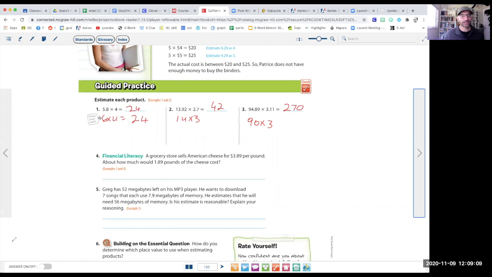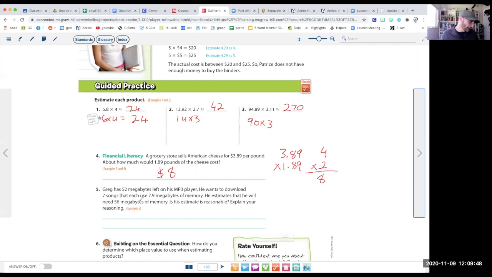All right, let's try number 4. A grocery store sells American cheese for $3.89 a pound. About how much would 1.89 pounds of cheese cost? So the actual problem is 3.89 times 1.89. Well, let's estimate. 3.89 becomes 4, right? And 1.89 becomes 2. So 2 times 4 is 8. So this would be about $8.